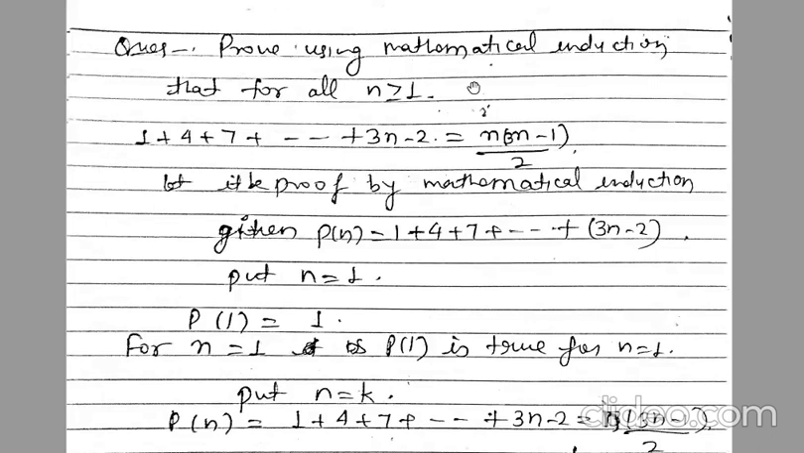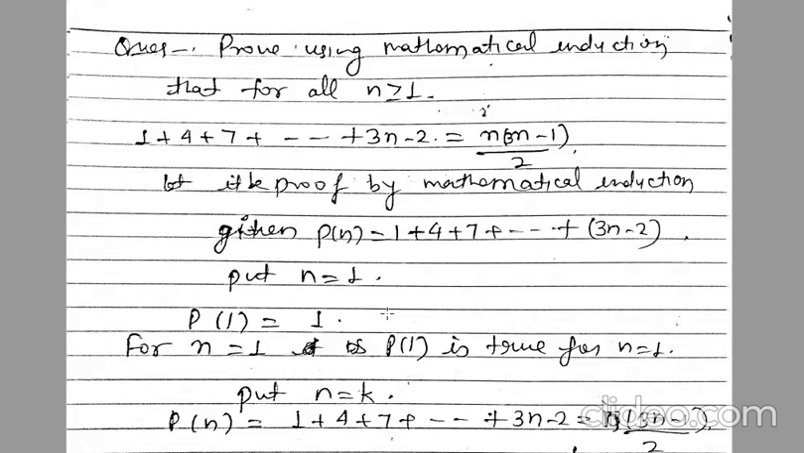Now there is a question related to mathematical induction. Prove using mathematical induction that for all n greater than or equal to 1, 1 plus 4 plus 7 plus and so on up to 3n minus 2 is equal to n(3n minus 1) by 2. So let it be proved by mathematical induction.